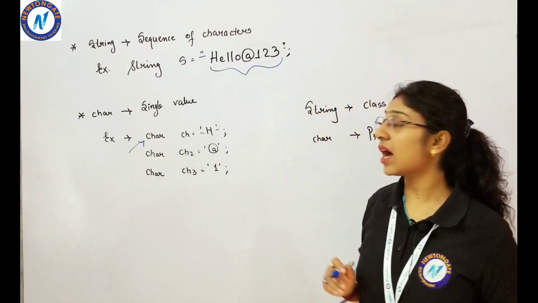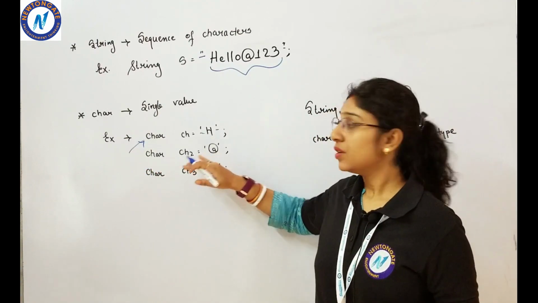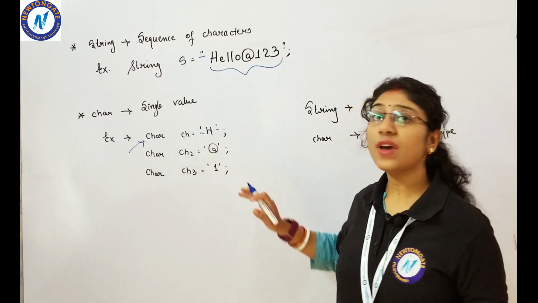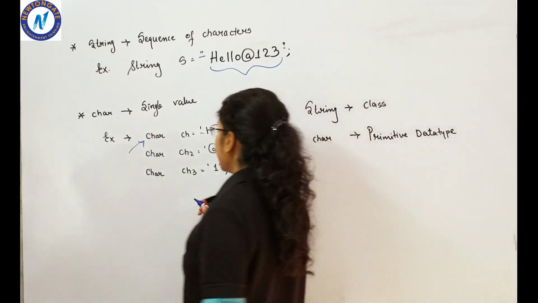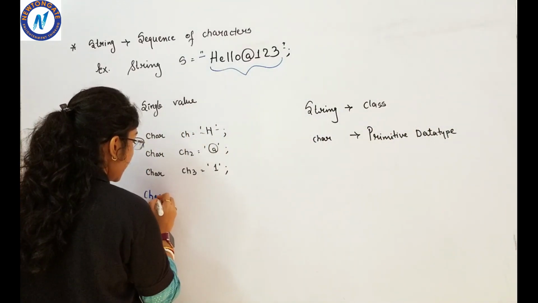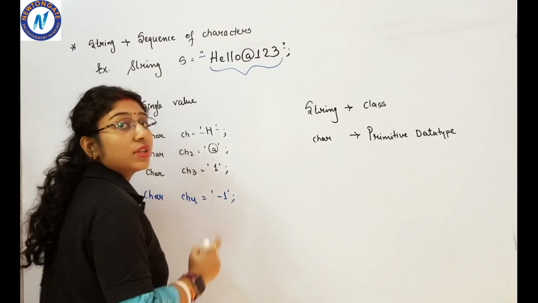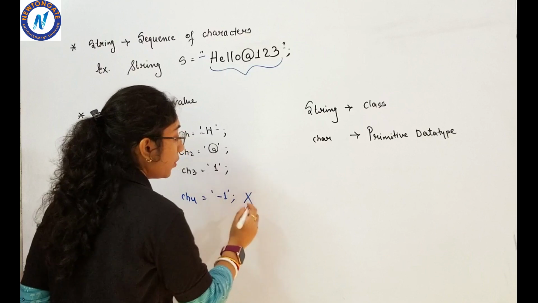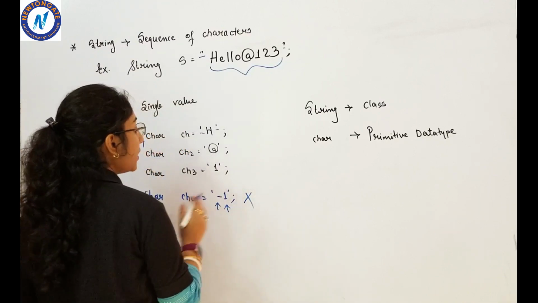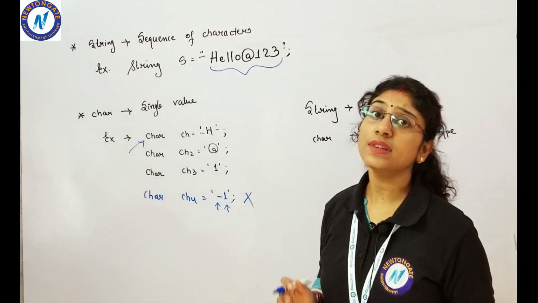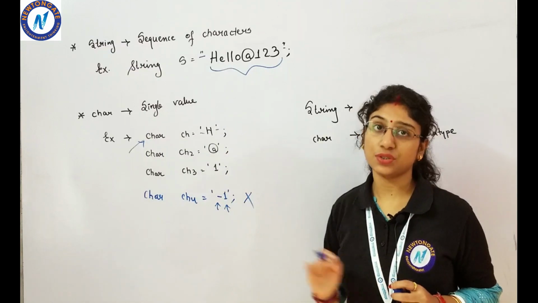So here are some examples of valid character values: ch2, @, ch3, 1. See, all the values are written inside single quotation marks. But yes, if you write char ch4 equals to '-1', this will be considered invalid because here two characters are there, minus and 1. But what is the rule of a character? That it can hold a single value. I hope the difference between string and char is clear to you.